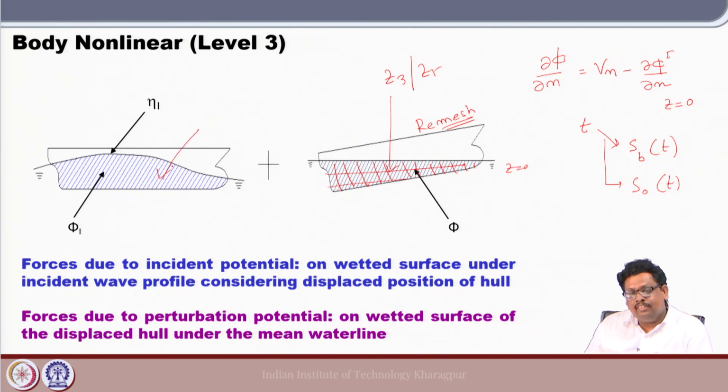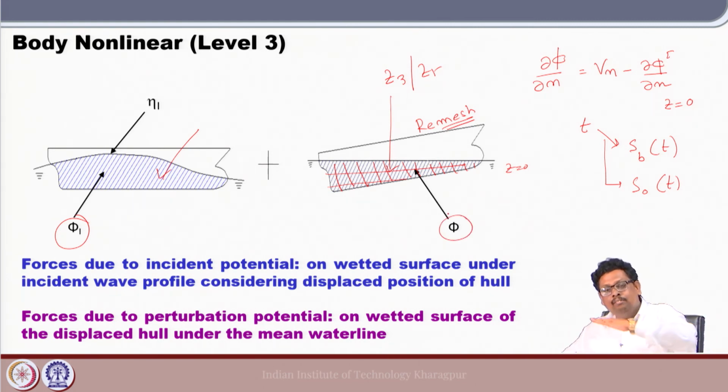Therefore, in level 3 I am solving phi I on the exact wetted surface, but here phi at the exact mean surface. Here I am not taking the wetted surface, I am cutting it at z equal to 0. So, I take the exact location of the ship, then I intersect at z equal to 0 and figure out the wetted part, and then I solve phi for this.